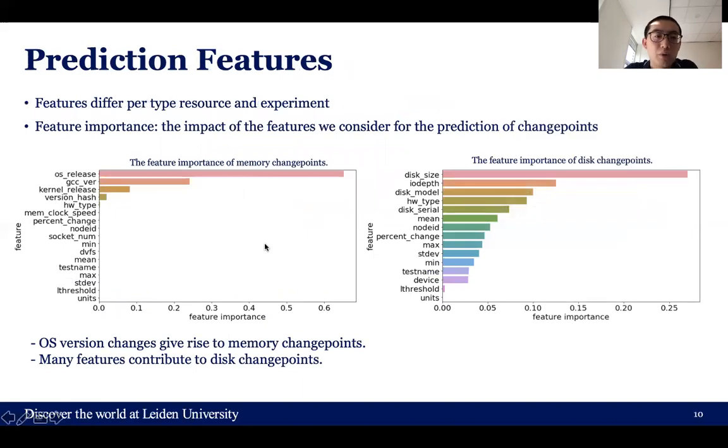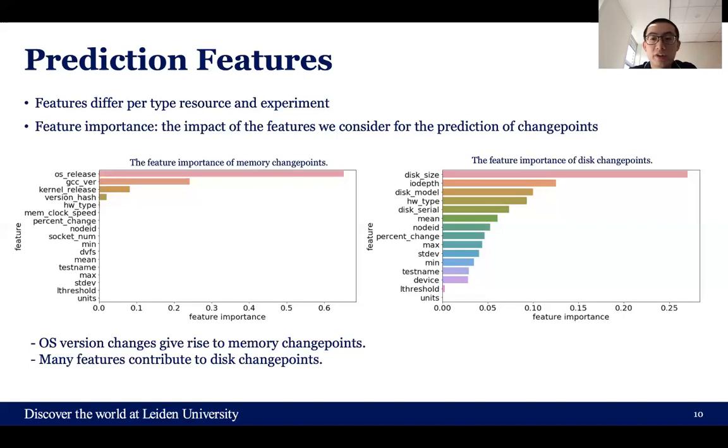Here are prediction features. So the left one is the feature importance of memory change points, and the right one is the feature importance of disk change points. And we could see from these two figures, the left one, the features from memory are OS release, GCC version, and kernel release, etc. But for the disk, the features are disk size, I/O depth, and disk model, etc. So the features from different data sets are different.